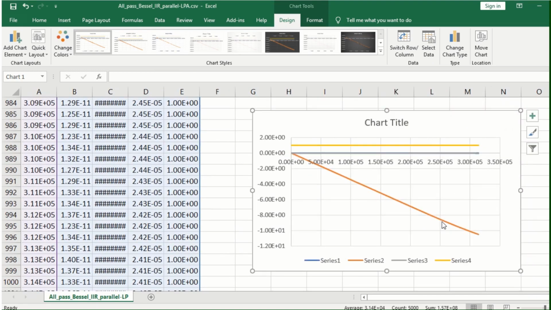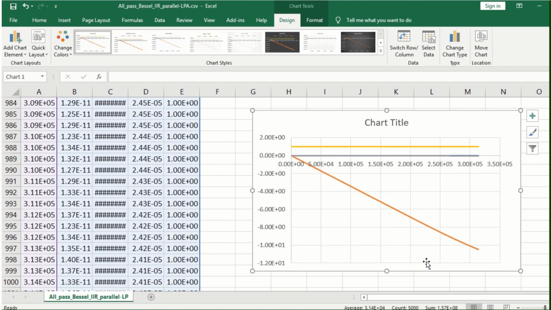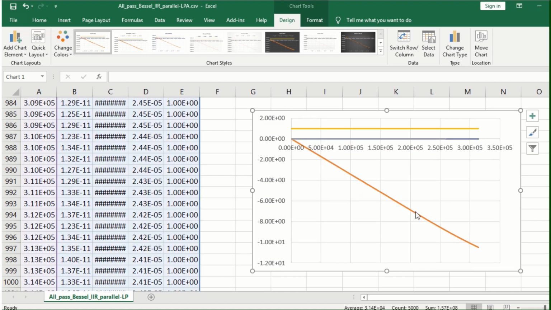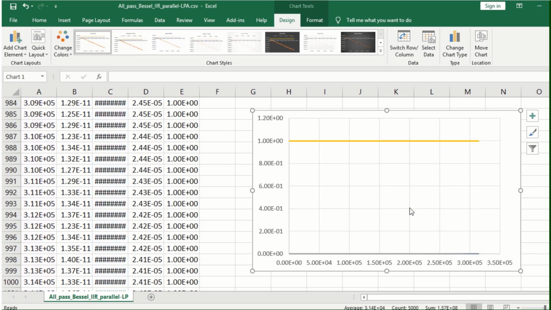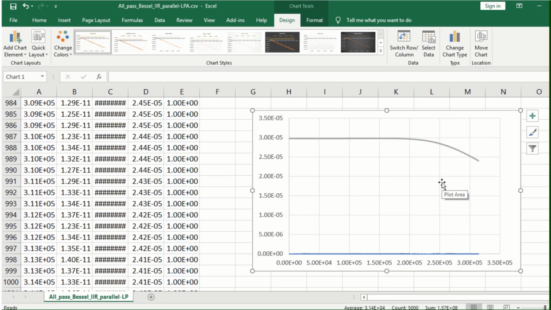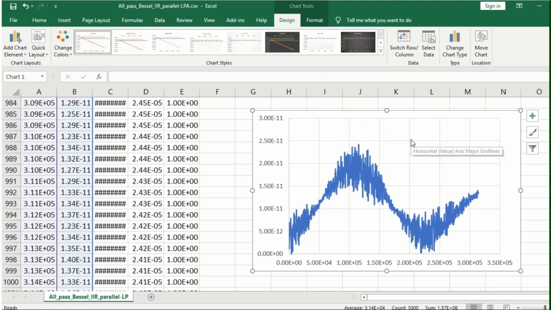So this is the phase. This is the phase. Of course, it's linear. This is the gain, it's 1. This is the group delay, which is approximating for almost 200 kilohertz. And this is the logarithmic, the gain in decibel. As you can see, it's practically unity with 10 significant figures.